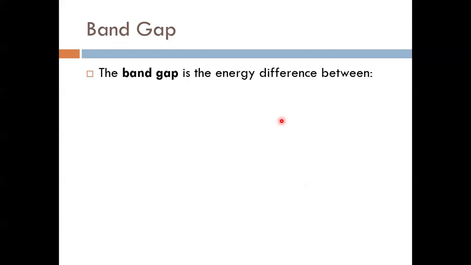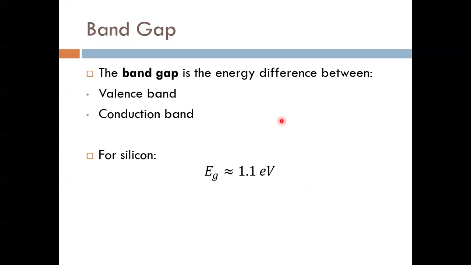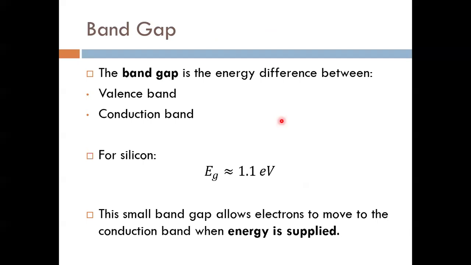So before understanding the current flow, let's have a quick view on the band gap or energy gap. So the band gap is basically the energy difference between two bands, and these are the valence band and conduction band. Particularly for silicon, this energy is 1.1 electron volt. So this is the value of energy. Its unit is electron volt. And this small band gap allows electrons to move to the conduction band when this much energy is supplied.